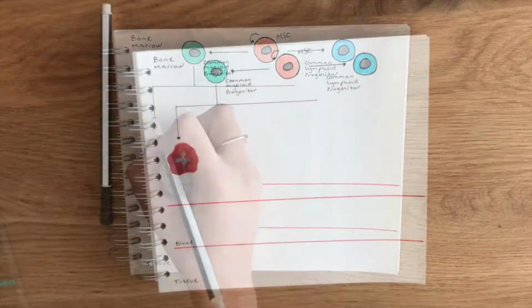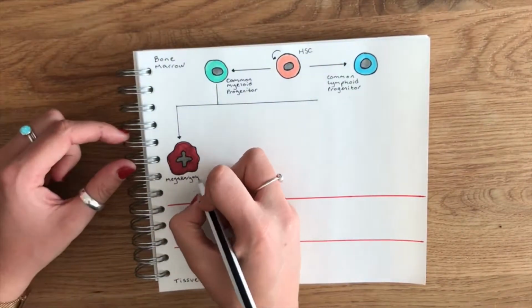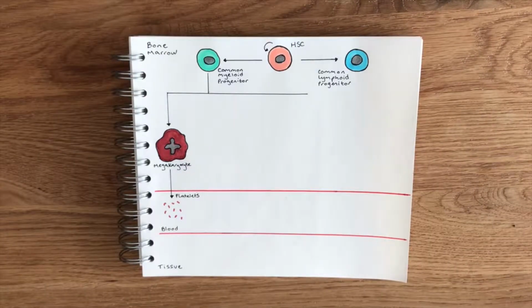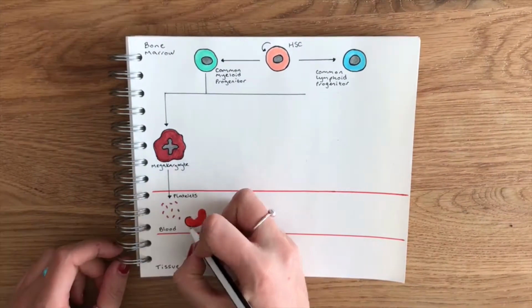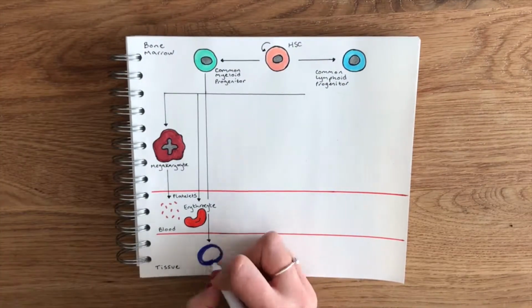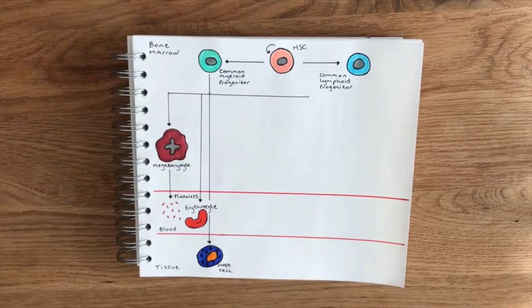Common myeloid progenitors can develop into megakaryocytes, which are large cells that are responsible for producing platelets. Platelets are small cell fragments which are responsible for blood clotting. They can also develop into erythrocytes, or as they're more commonly known, red blood cells. Or they can go on to develop into mast cells, which are tissue-resident immune cells that release histamine.